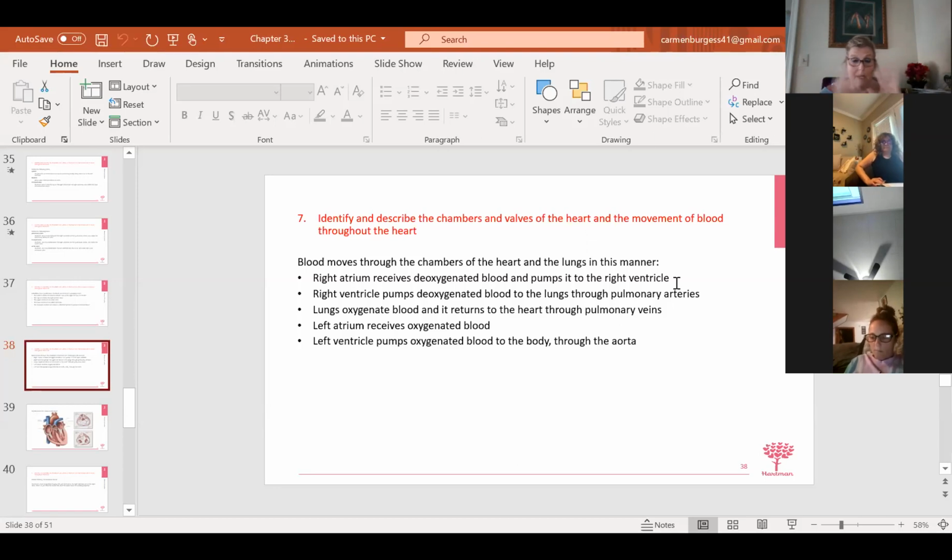I love the heart. That's why I've studied cardiac for years. That left ventricle is the powerhouse. It's the pit bull of the yard. It's like the big Mac Daddy. If your left ventricle isn't working right, you are not getting blood to your body.